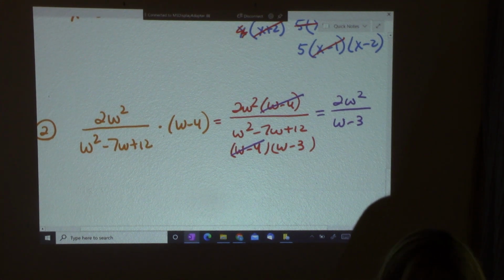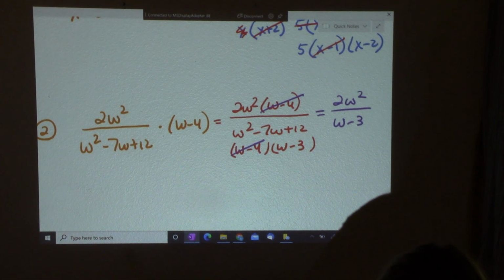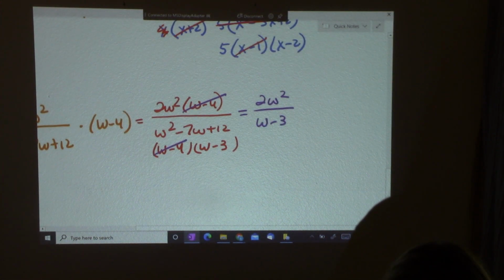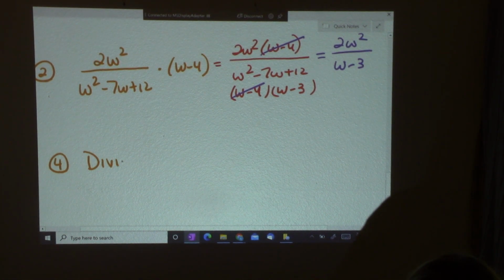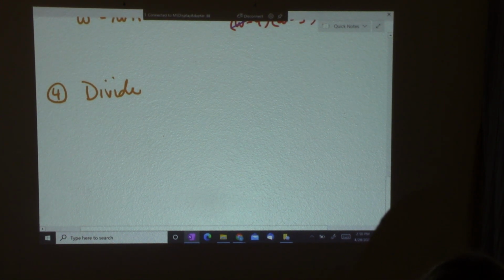Okay, so those are our problems for multiplying polynomials. Now we're going to try dividing. So the second half of our lesson is dividing polynomials. They actually follow a lot of the same rules. Okay, it just adds one more step.